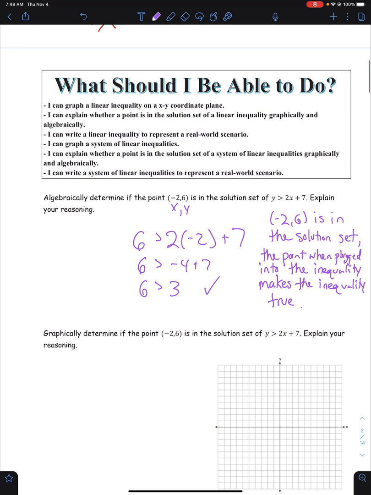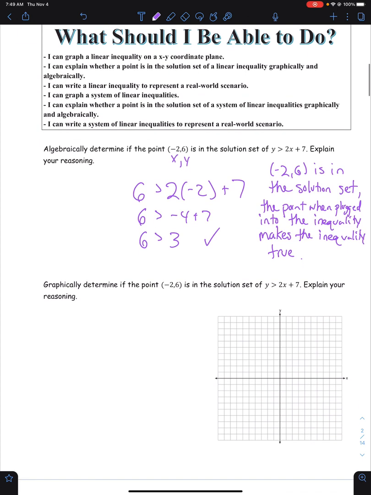Now let's take a look at it graphically. So graphically determine if (-2, 6) is a solution to the same inequality. So it should be in the solution set. First thing we want to do is graph our inequality. Our y-intercept is at 7, and our slope is 2. Up 2, to the right 1. Make sure it's a positive slope.